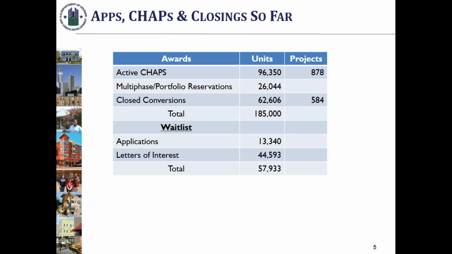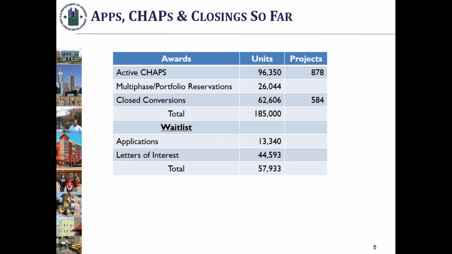So what does it look like? This slide has changed dramatically over time, and at one point we walked through how we got here, a slide that I took out. But RAD was created in 2012. The initial demo program was 60,000 units. In 2015, that was expanded to 185,000 units. And then earlier this month, it was expanded to 225,000 units.